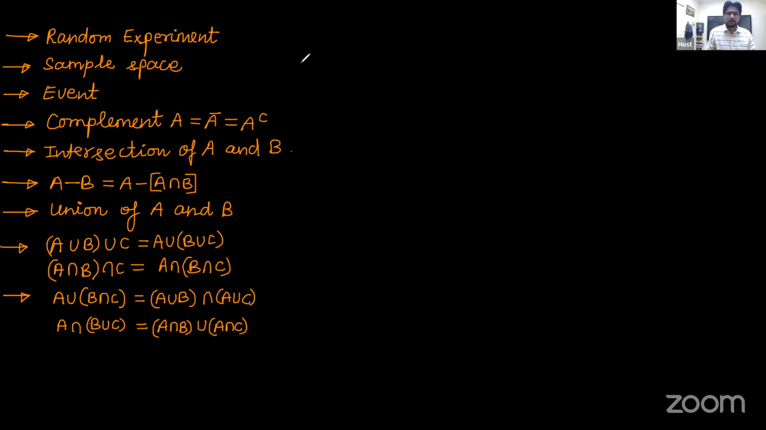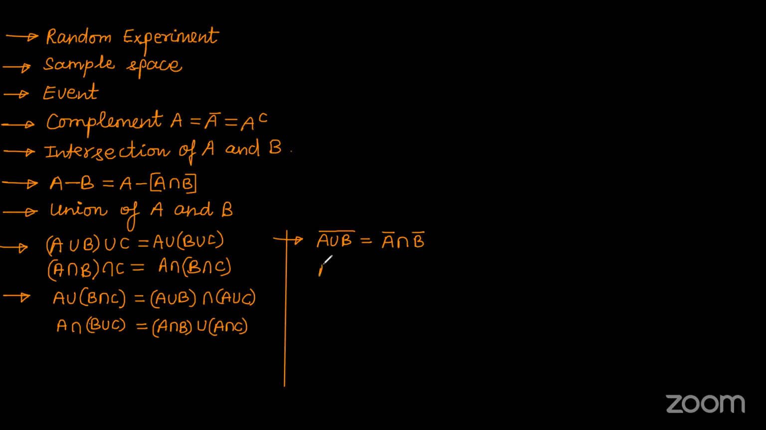And then we entered into De Morgan's laws. What are De Morgan's laws? A union B whole complement is equal to A complement intersection B complement. Second law of De Morgan. A intersection B whole complement is equal to A complement union B complement. Last law.